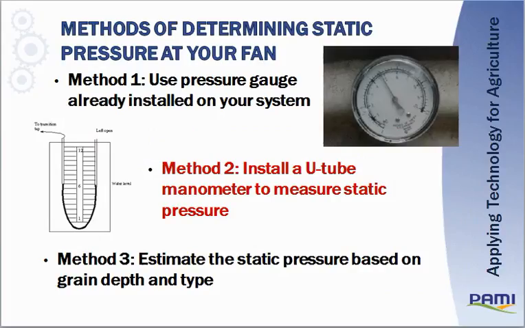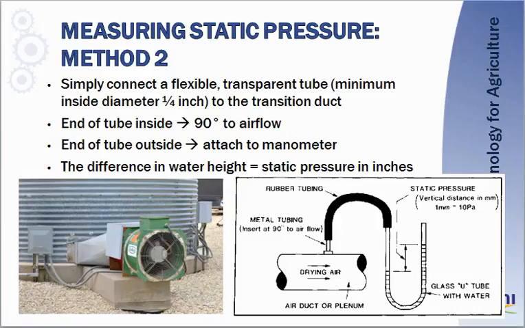If you don't already have a pressure gauge installed on the bin, you can actually make one and install one quite quickly. You're basically making a U-tube manometer to measure the static pressure in your bin. So to do this, you need to drill a hole in the transition duct between the fan and the bin, and the closer you drill the hole to the bin, the better. Basically, you're trying to be as far downstream from the fan itself as possible, to minimize the turbulent effect of the airflow right near the fan.